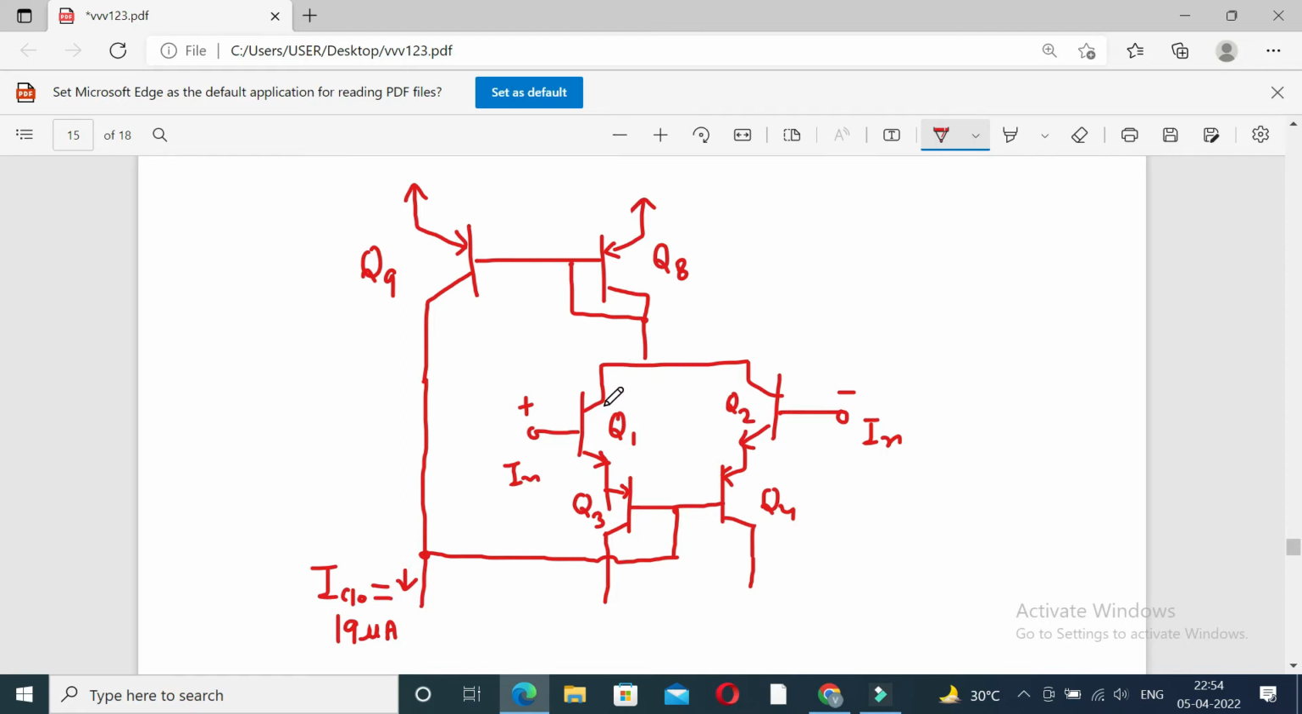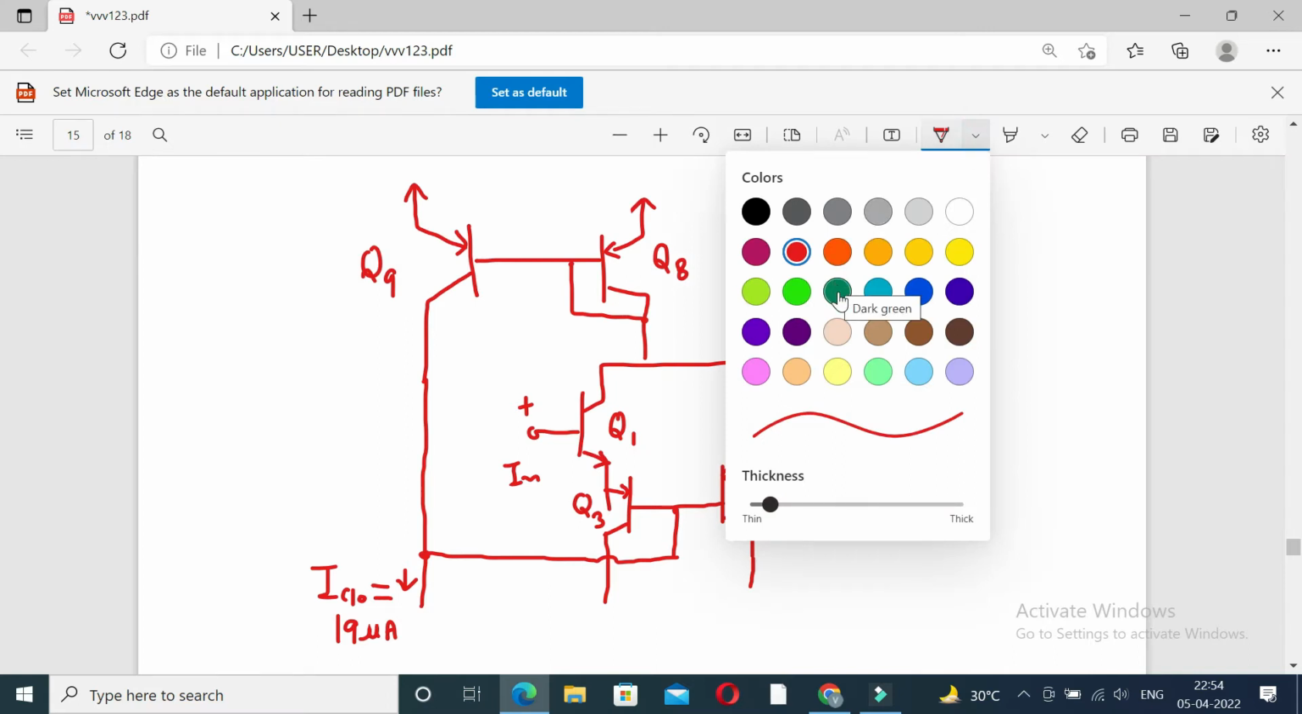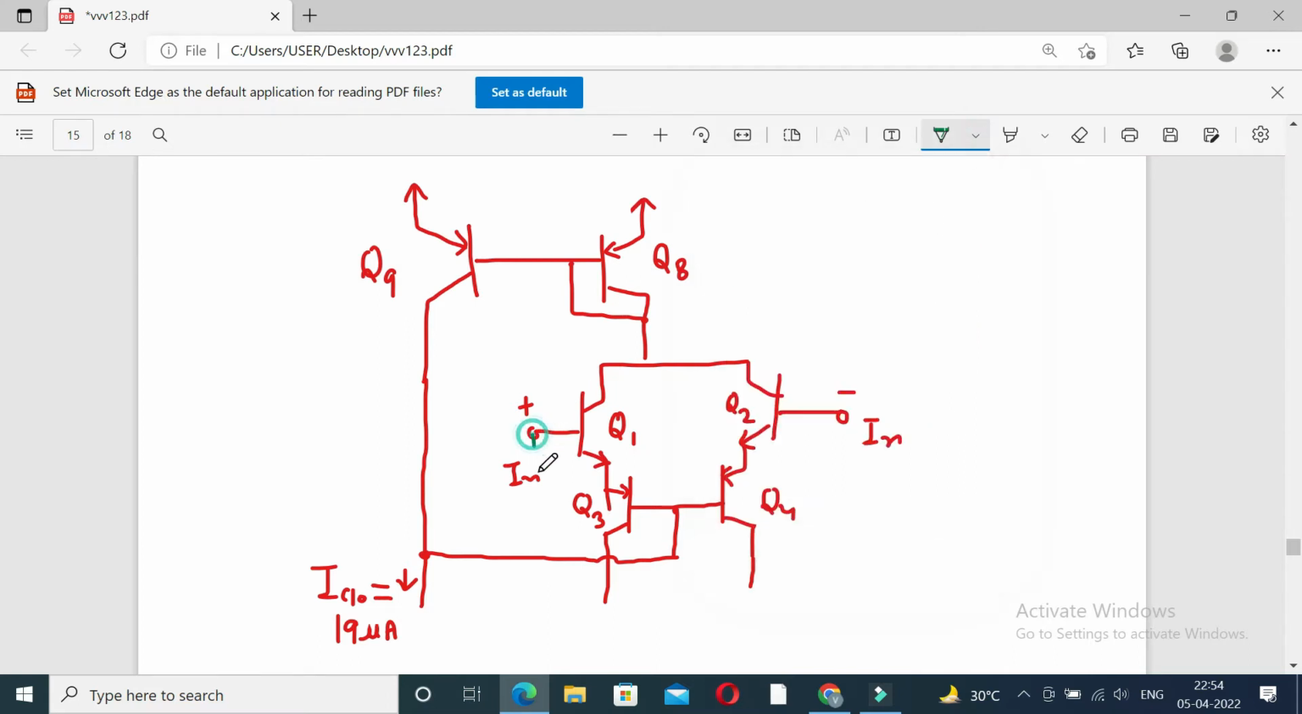So here Q1 and Q2 are the input transistors of the operational amplifier, and IN positive and IN negative are the AC signals. That's why I am doing DC analysis, these should be ground. So the AC source should be grounded. Now, because both transistors should be matched, if the current is I in Q1, the current in Q2 should be I, and here the current should be 2I.